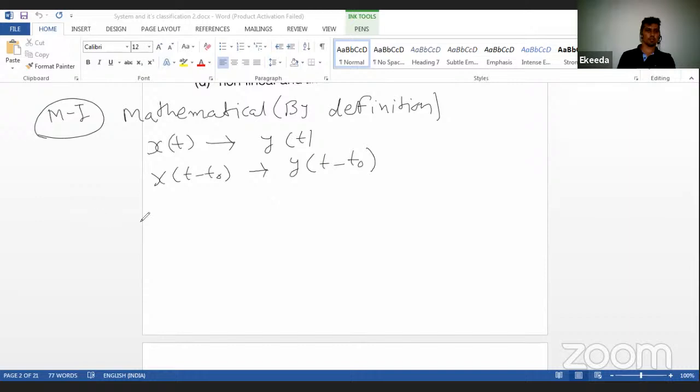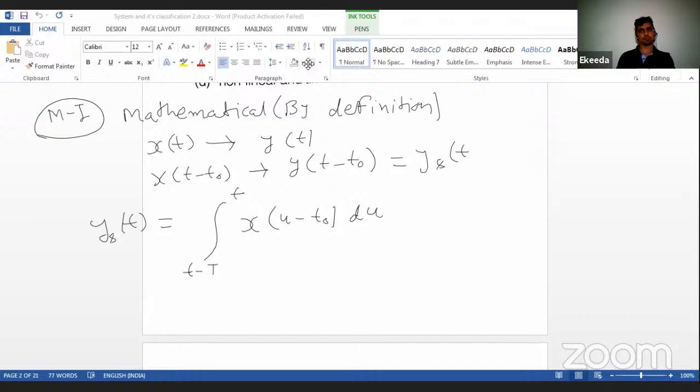Suppose I'm giving input x(t - t0). We already know y(t). Suppose I call the output y shifted(t). This must be equal to the shifted version of it. So it will be the integration from t - T to t of x(u - t0) du. This is the input, so this will be the output. According to this input, t is simply replaced by u.